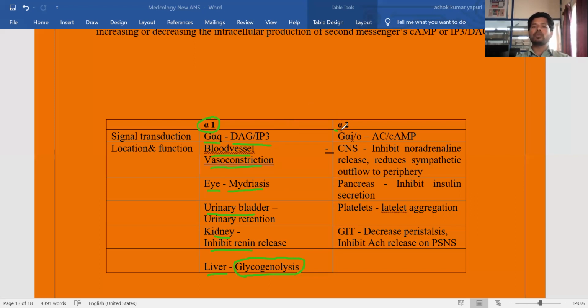Next one is the alpha 2 adrenergic receptor. The signal transduction here is G alpha I or O, meaning simply inhibition. G alpha I/O is opposite to G alpha S. When G alpha I/O signal transduction is activated, there is decreased adenylyl cyclase enzyme and decreased cyclic AMP secondary messenger production. I hope you know secondary messengers are important for the biological, physiological, that is, pharmacological action. So here it is an inhibitory signal transduction. It reduces the neurotransmitter release.